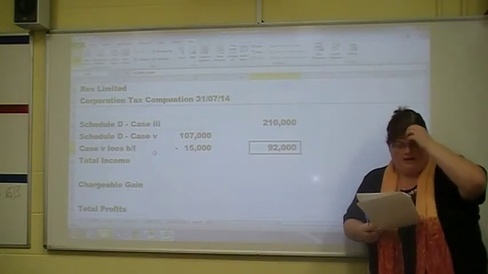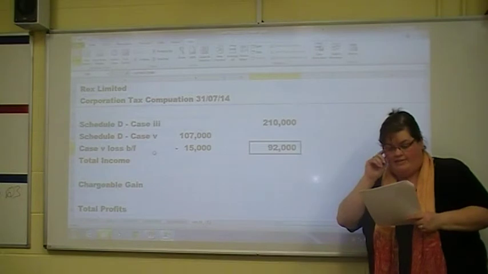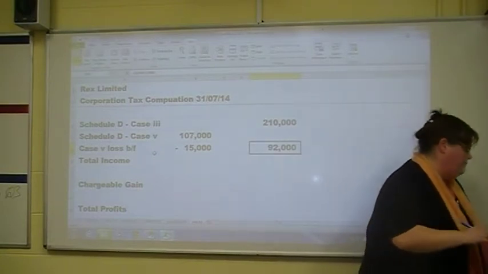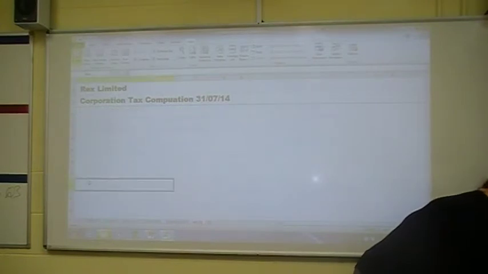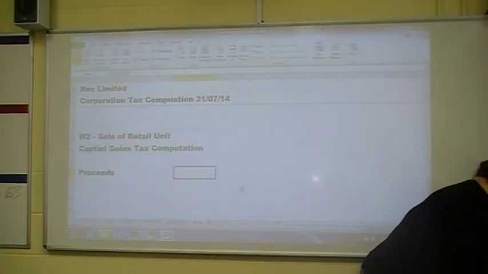So then the next one, the gain arose from the sale of a retail unit. Details are as follows. We've got our sale consideration for 2014, 480,000, our purchase price, our legal fees on acquisition, our extension, and our legal fees on sale. So I have to do a little capital gains tax computation for that. This is going to be our working 2, the retail unit capital gains computation.